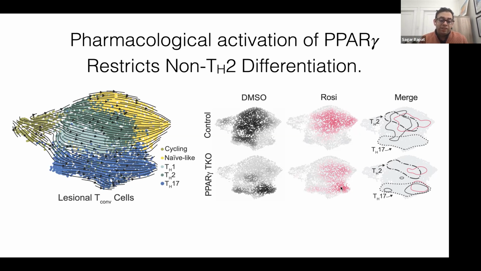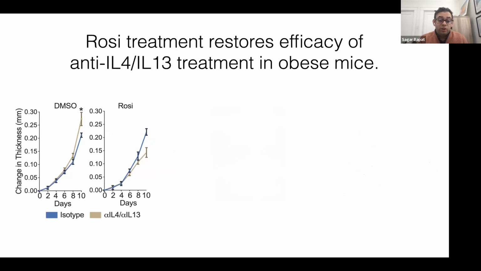Because maybe you can use rosiglitazone to create a Th2 immune response in an obese animal, and maybe then you could give anti-IL-4/13 as a drug, and that would be on target, it would work. So that's exactly what we tried. We gave rosiglitazone to obese animals and asked, does anti-IL-4/13 treatment work? Again, in the DMSO treated obese animals, it does not work. If you give rosiglitazone, presumably they now have fewer Th17 cells, more Th2 cells, and when you give anti-IL-4/13, it seems to show clear protection.